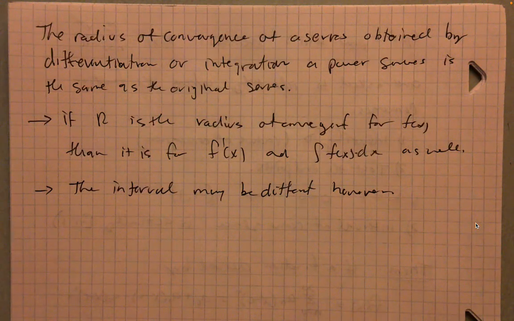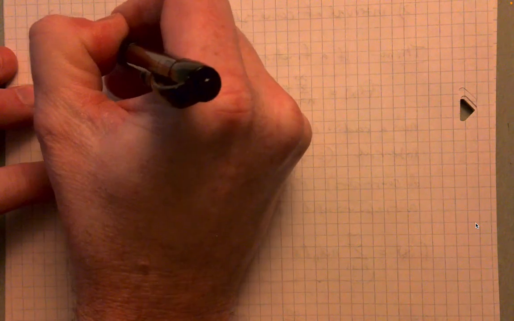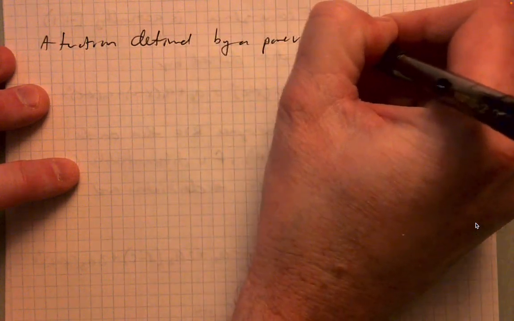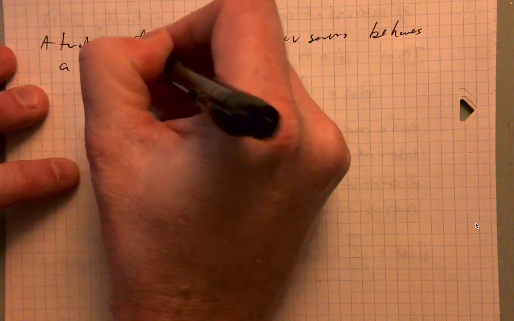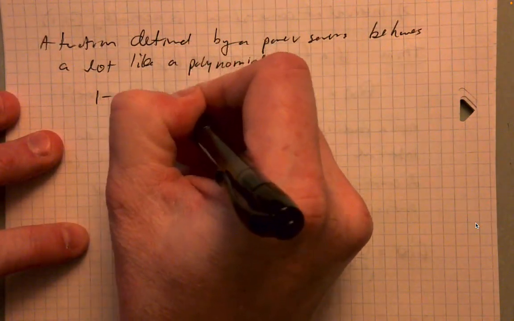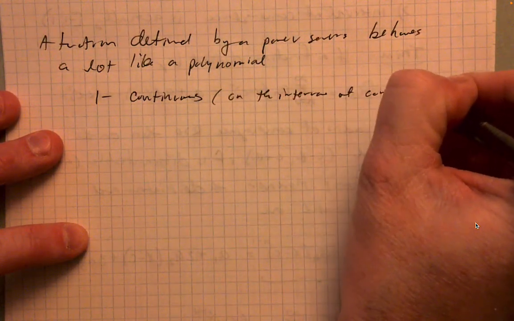Okay, so let's recap. A function defined by a power series behaves a lot like a polynomial. And that's a good thing, right? That it behaves a lot like a polynomial, because polynomials are continuous, right? And we have to say on the interval of convergence, i.e. on its domain.